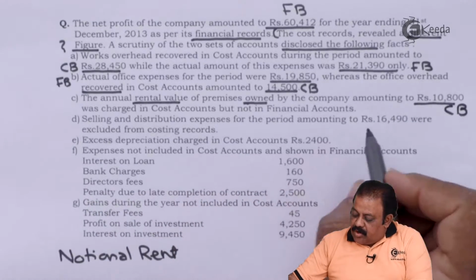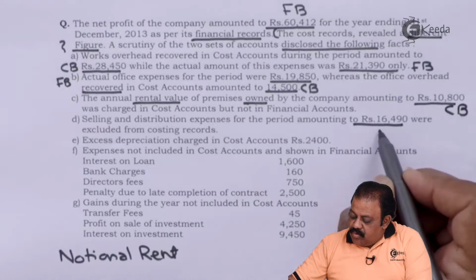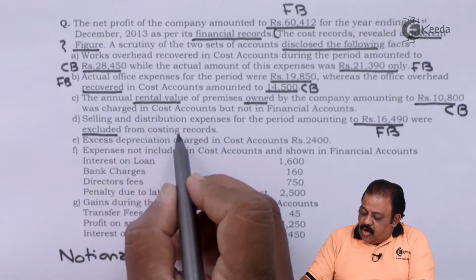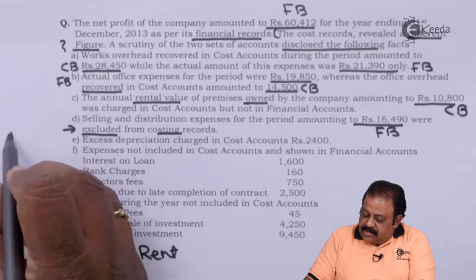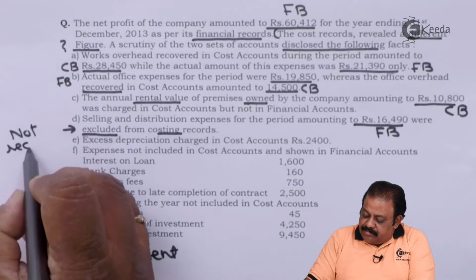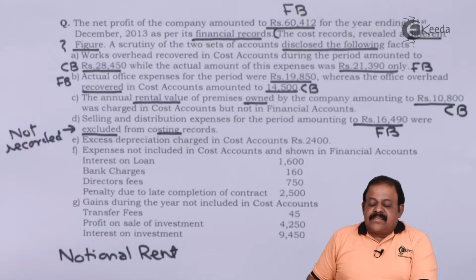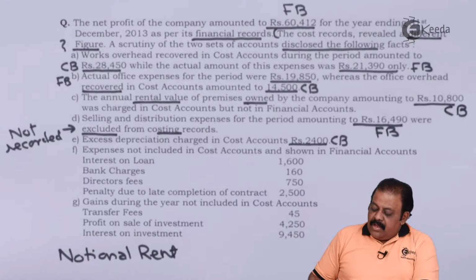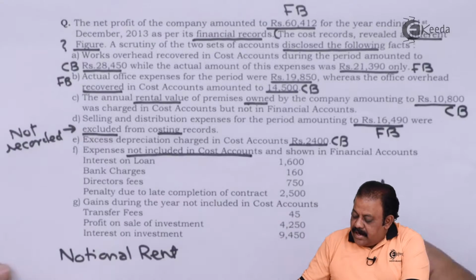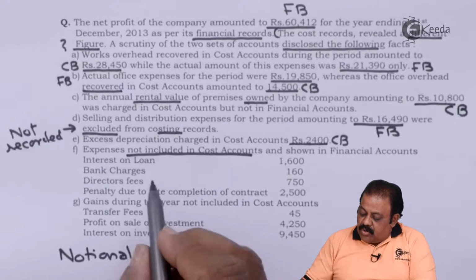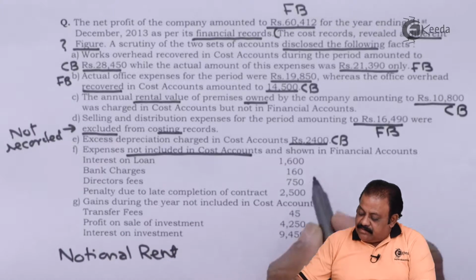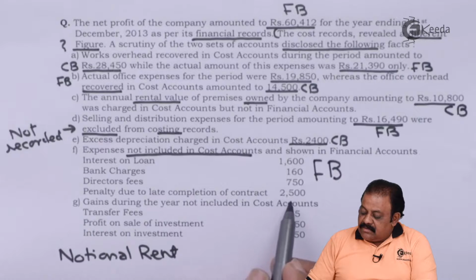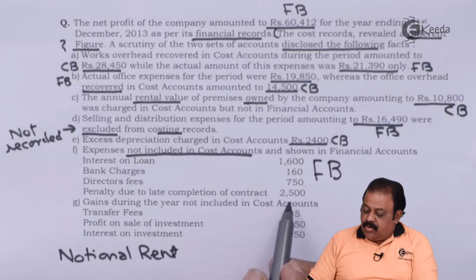Selling and distribution expenses for the year amounted to 16,490. This is as per financial book, and were excluded from costing records. Excluded means here it is not recorded at all. Excess depreciation charged in cost account 2,400. This is as per cost book. Expenses not included in cost account and shown in financial account: interest on loan, bank charges, directors fees. These are all as per financial book. Penalty due to late completion of contract. This is an expense recorded in financial book only.